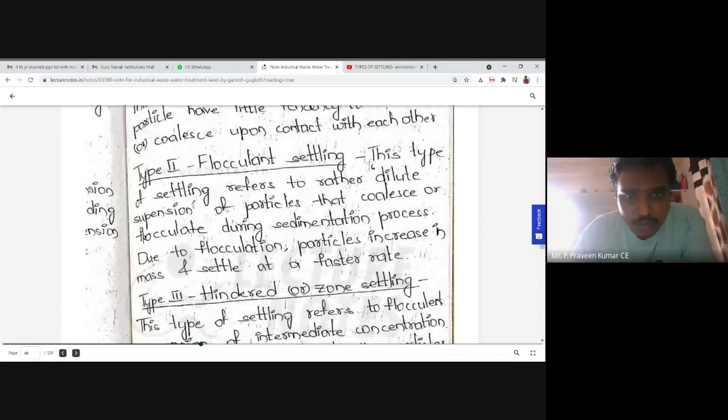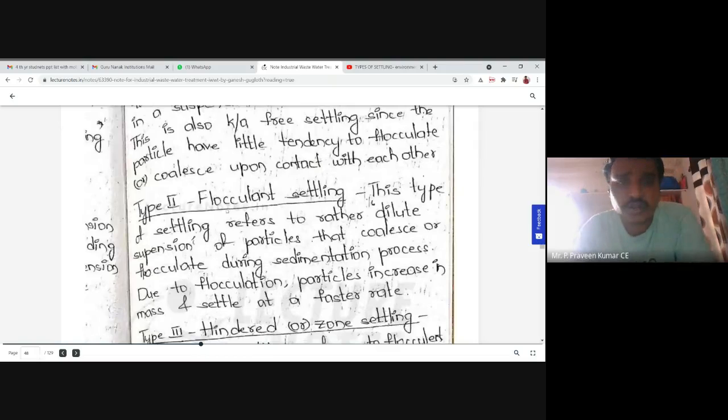Next, coming to type 2, flocculent. Here the word itself suggests that some particles will combine with others and stick together, and the mass of the particles will increase. If the mass increases, then the specific gravity of those solid particles increases, and this gives easier settling of the particles in the settling tank.